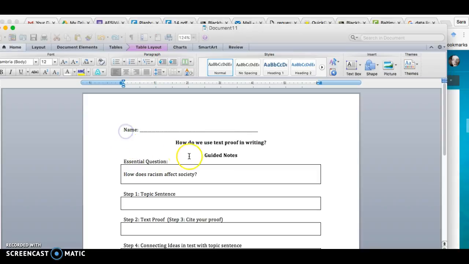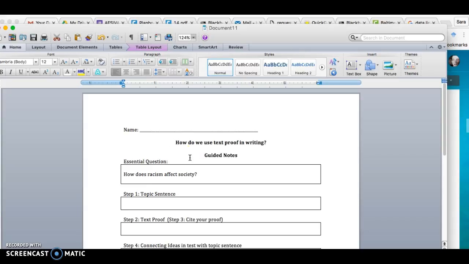Hey English 1. So we've been talking about how to use text proof in writing, and I want to give you a good example of how that works. And I want to maybe take a moment to look at the phrases and clauses and words that I'm using that effectively connect ideas in the text with this larger idea in our essential question.